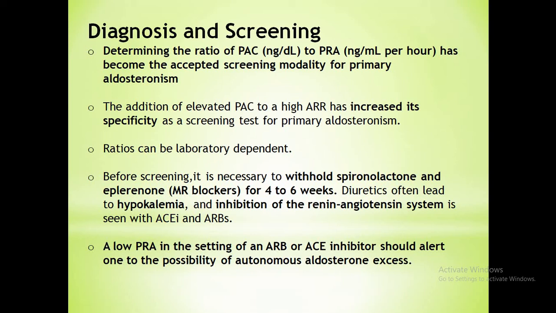A low PRA in the setting of an ARB or ACE inhibitor should alert you to the possibility of autonomous aldosterone excess. So once again, the PAC to PRA ratio is the accepted screening modality. Specificity is much increased when you add PAC to the high ARR. The ratios are lab dependent, and you withhold MR blockers 4 to 6 weeks prior to the test.